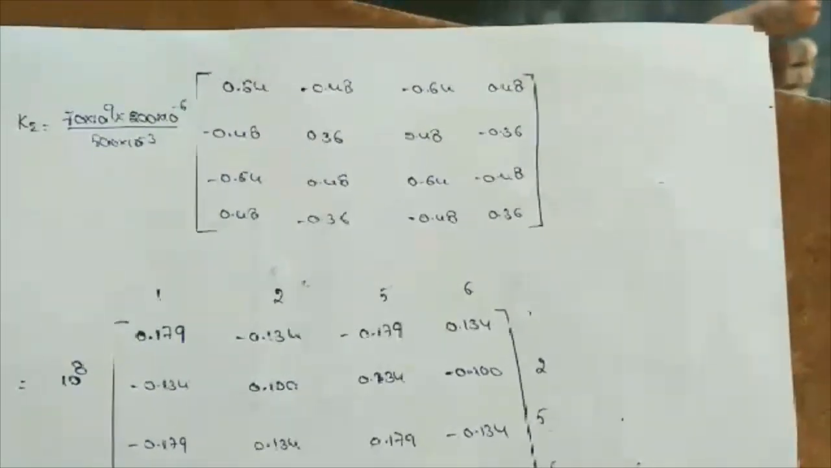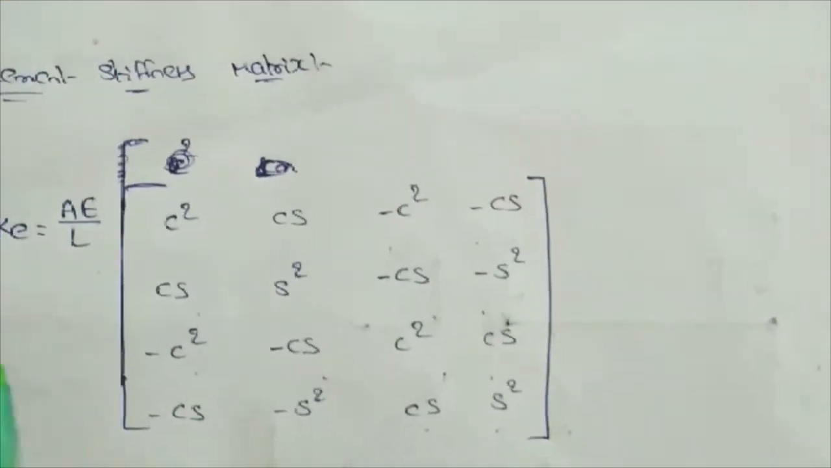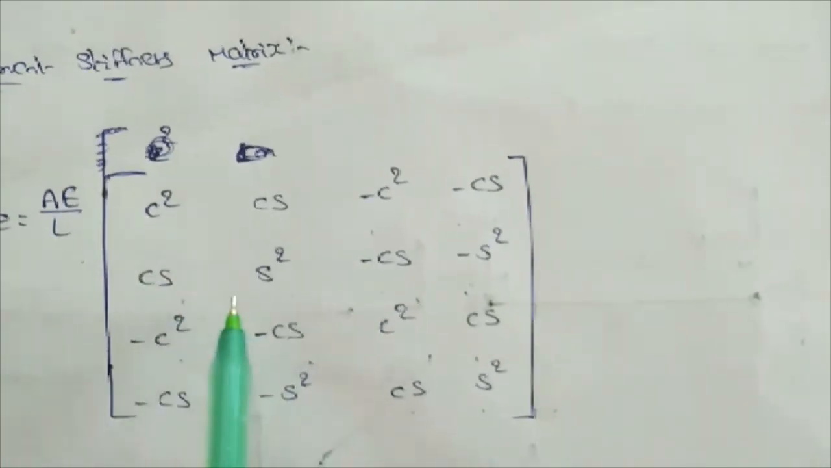Similarly, then to find the second element stiffness matrix, use the same formula and substitute the second element values of C and S.